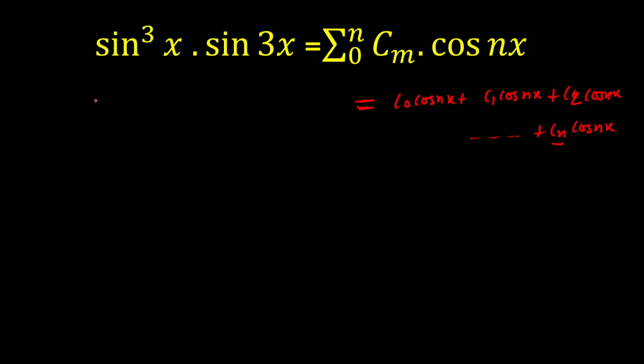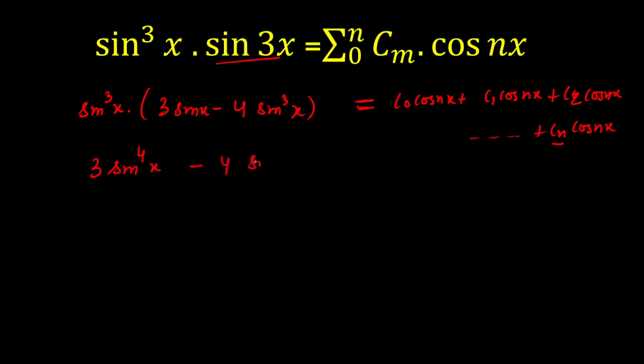So let's keep this sine of x whole cube as it is. Now I'll open this sine 3x. The formula for sine 3x is 3 sine of x minus 4 sine cube x. I'll change this. Now multiply inside sine cube. So we'll get this as 3 sine of x whole raised to power 4 minus 4 sine of x whole raised to power 6. Correct.